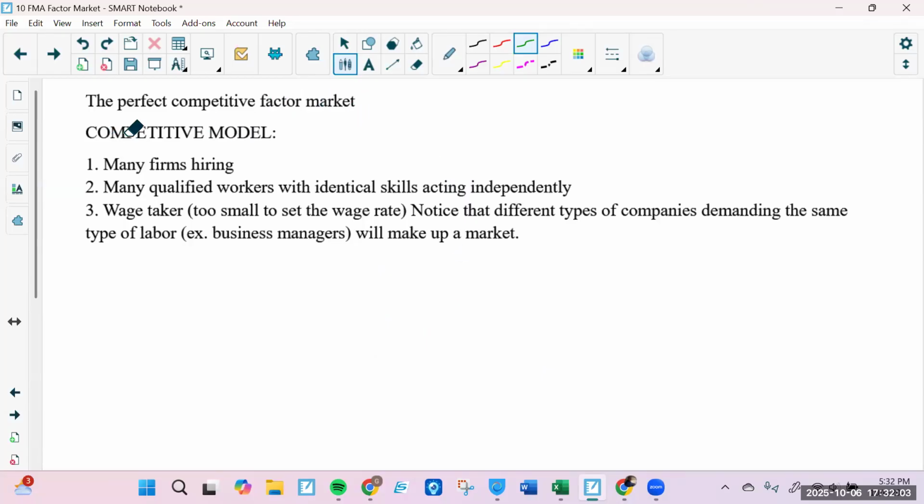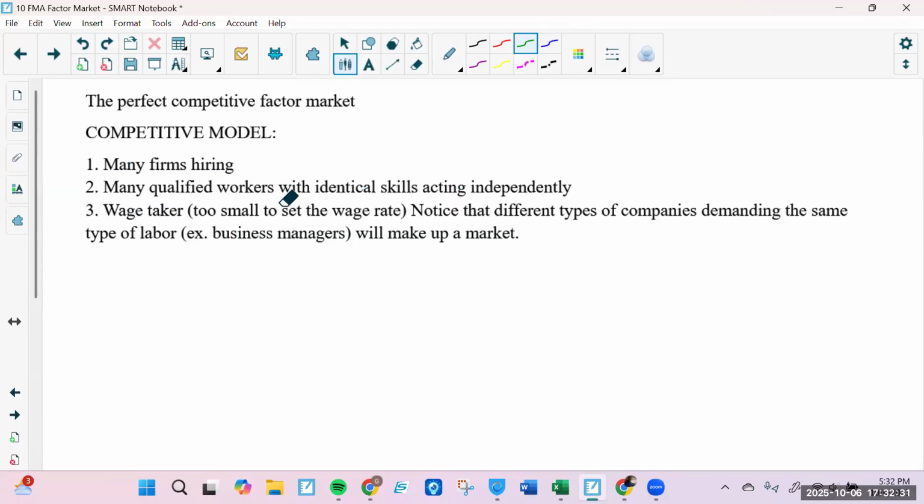So, perfectly competitive factor market. What we've got in order for it to be a perfectly competitive factor market, we're in the factor market again, is there has to be many firms hiring, lots and lots of firms hiring. There have to be many qualified workers with identical skills, and each of these workers has to be acting independently, meaning no unions or things like that. And the firm is going to be a wage taker, as are the people that are trying to work.